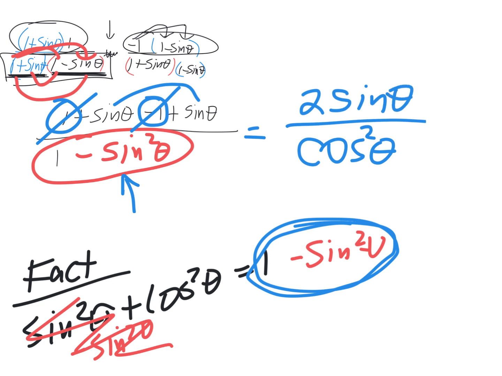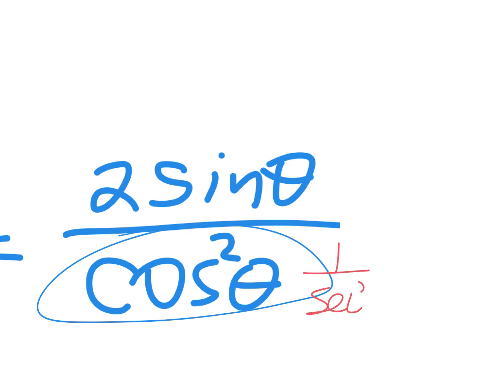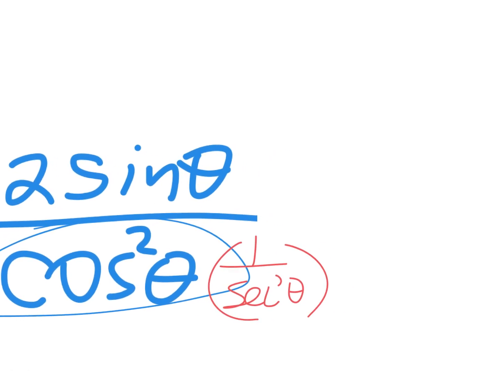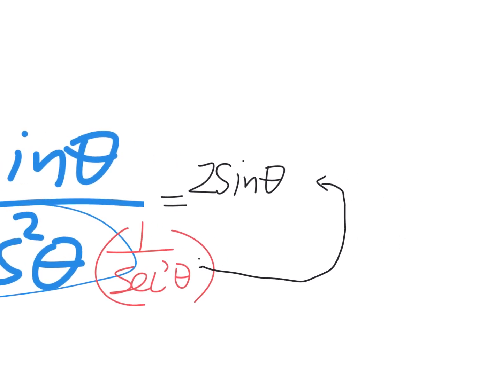And then can I leave it like that? Nope. This has a sister function. What is the sister function of cosine? Secant. So this can be replaced with 1 over secant. And then that makes it flip and go up to the top. So the final answer is up on top, I have 2 sine theta. And this one's going to come join it up on top. Secant squared. There is your final answer.